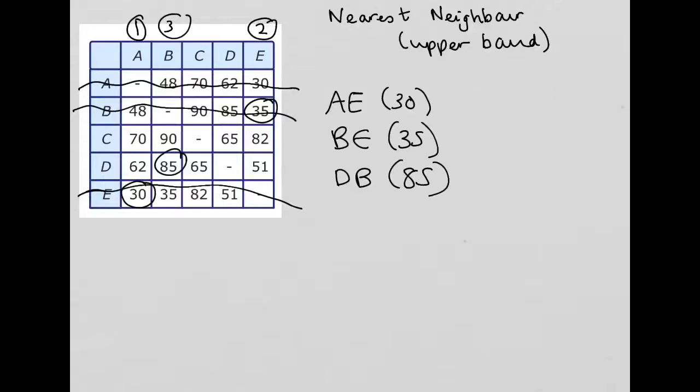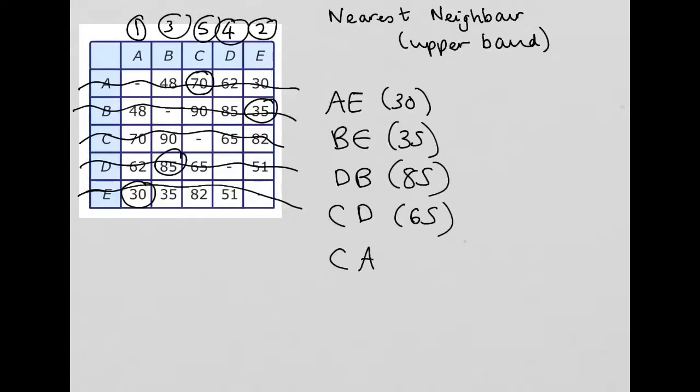From here, I'm going to add D into this, and I can only look down D, so I haven't got much choice. I'm having to go from C to D, which is 65. I'm now adding C in, and what you do now is, because I need to go back to where I started, I have to get back to A. So I have to add that 70 in at the end so that I can get back to where I started.